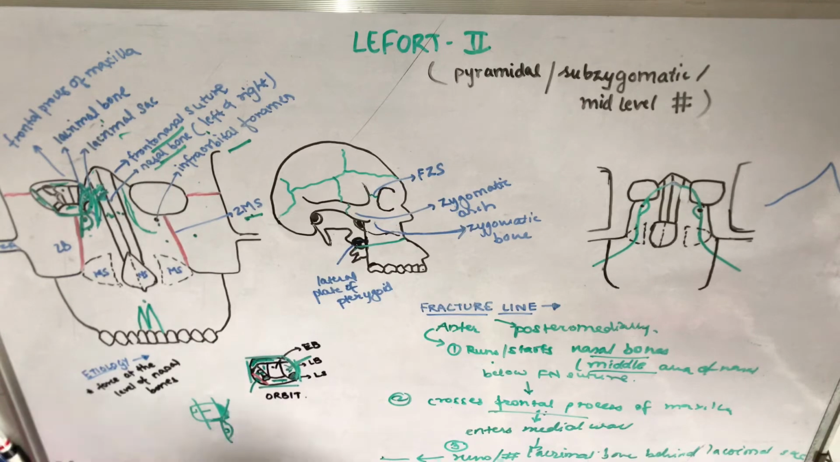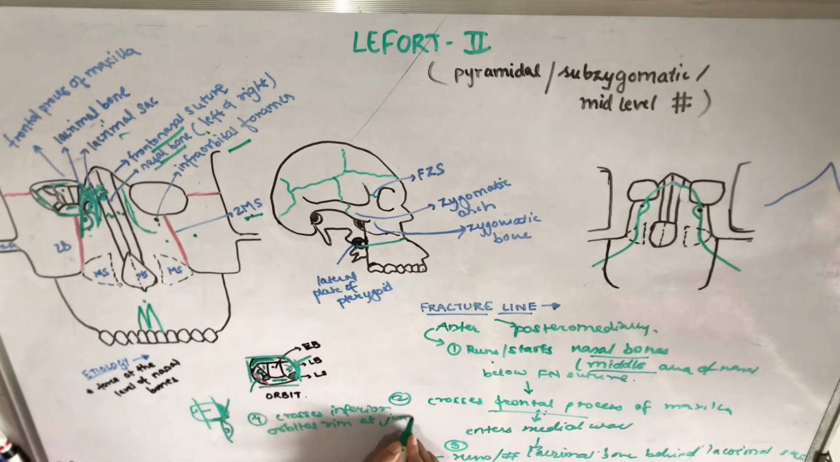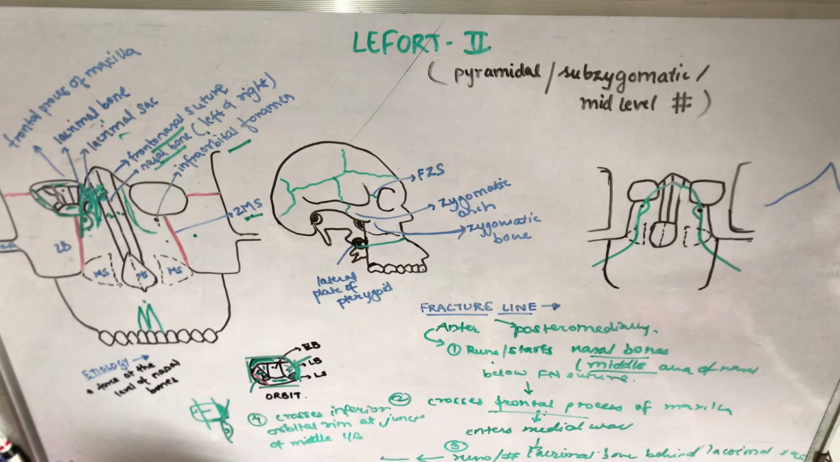So this is the next point, that is, after this you have seen it. So the fourth point is it crosses inferior orbital rim at the junction of middle 1/3 and lateral 2/3. So this was the fourth point. Now the next, it crosses the infraorbital foramen, and this is the fifth point, so infraorbital foramen or it is medial to that foramen, but it is never lateral to it. So you have to remember this point too. So it is medial to the foramen.